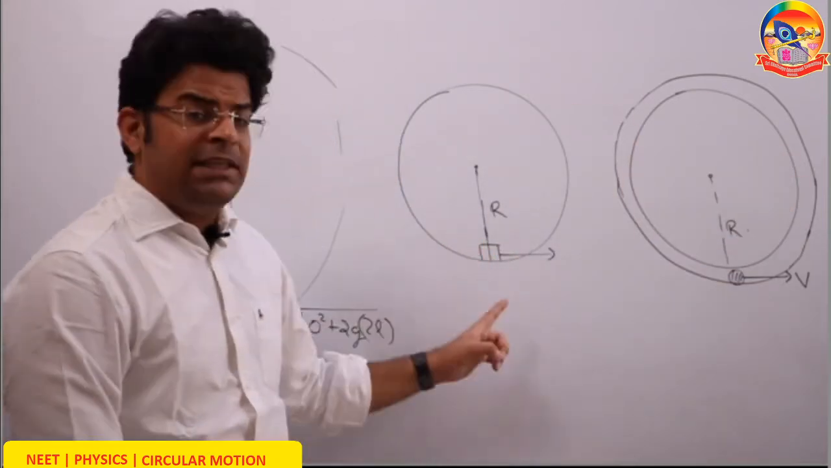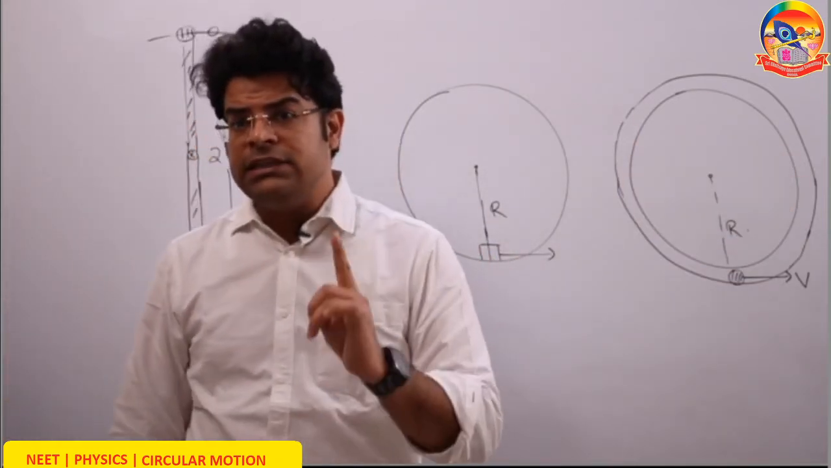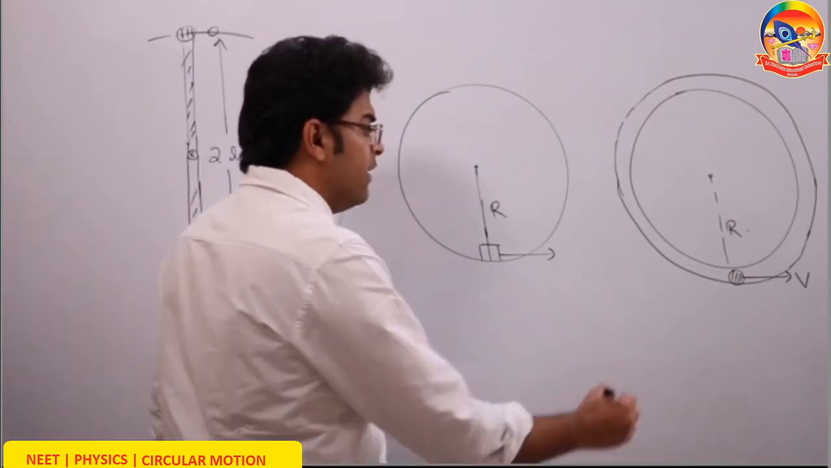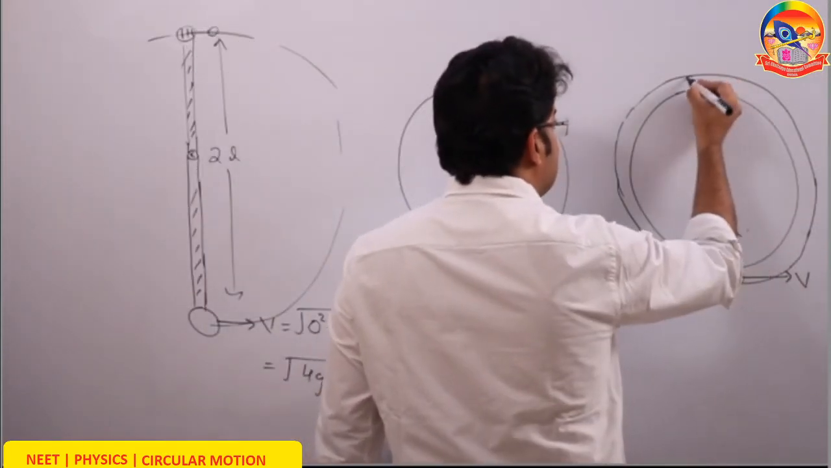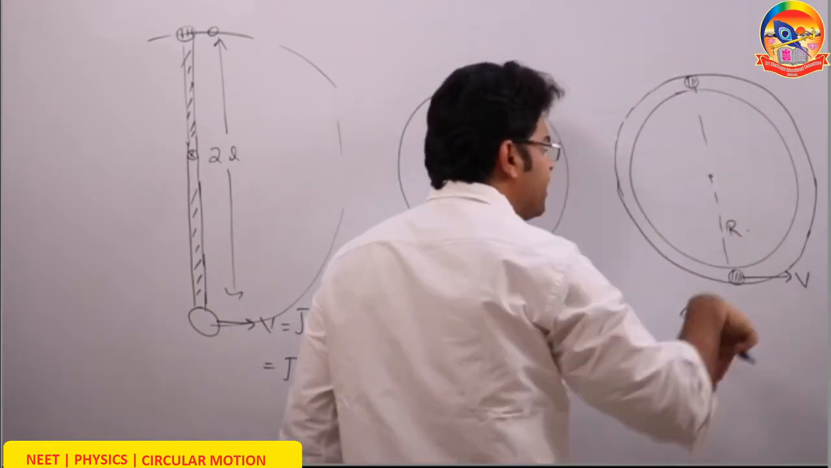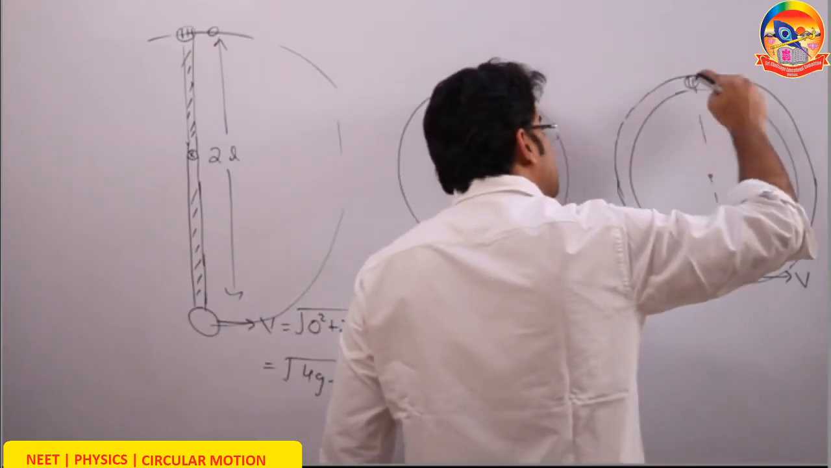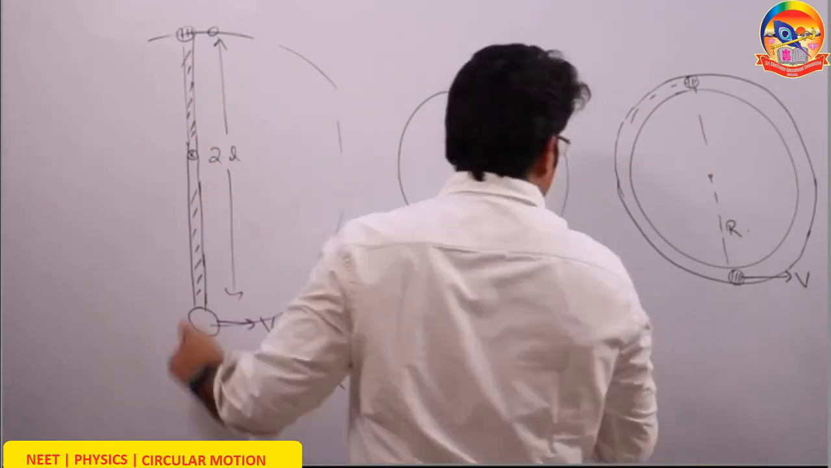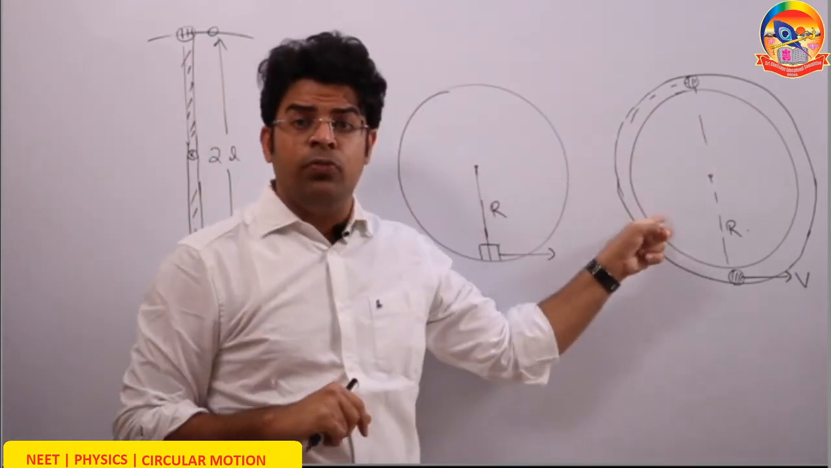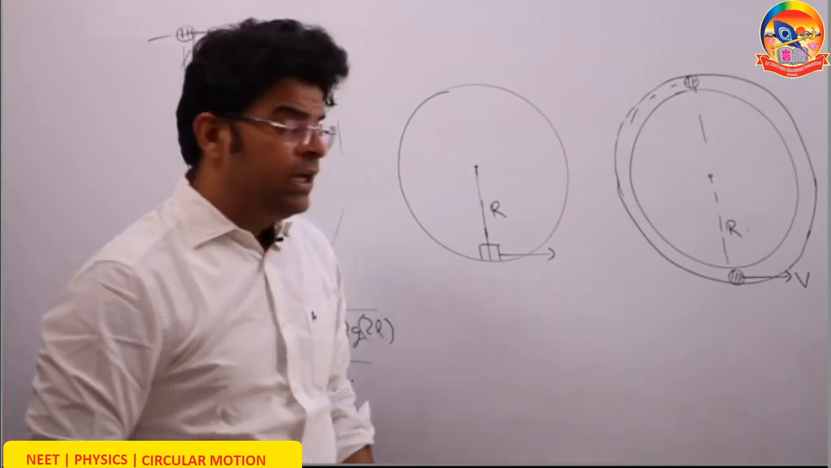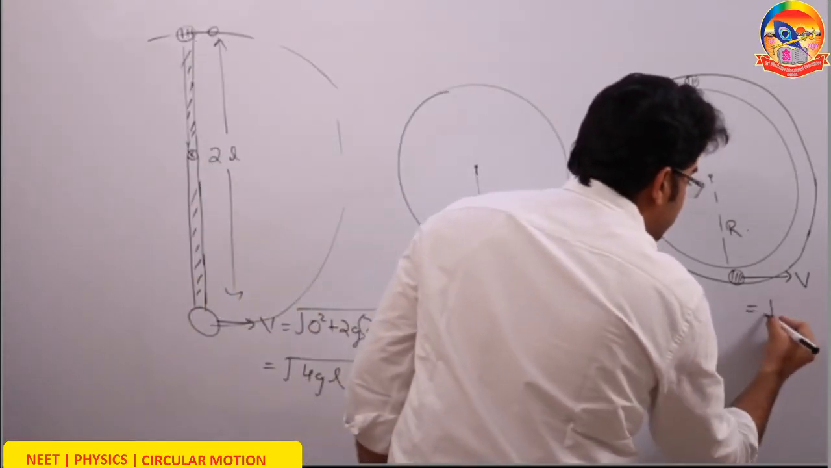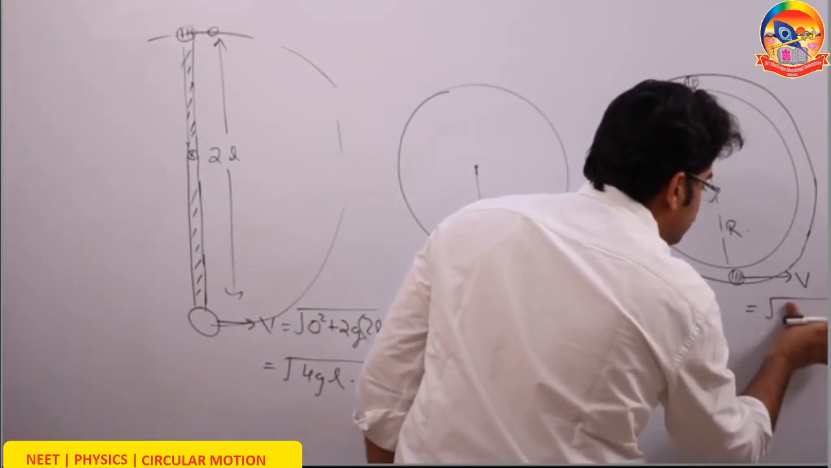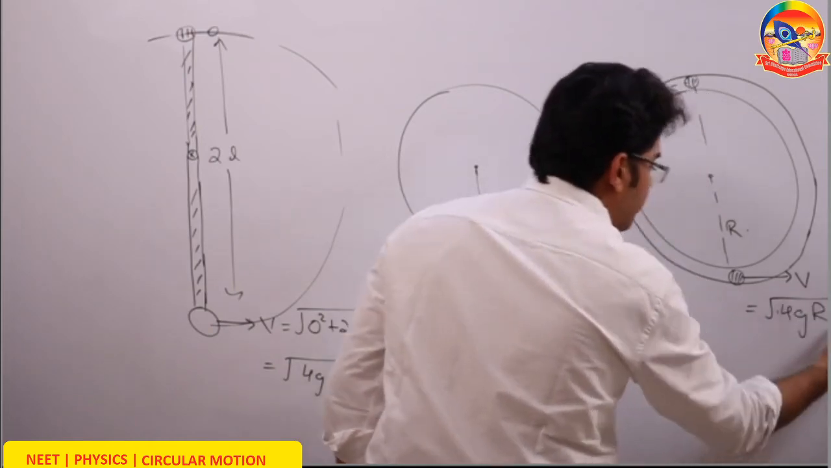One case is the same as that of string and one case is the same as that of rod. Here, if the marble has 0 velocity at the highest point, it won't fall down straight. It can't fall down because there is the inner surface of the tube. So it is constrained to move along the surface just like in the case of a rod. So this case of tube is the same as the case of rod. Here the speed required at the lowest point is under root 4gr. Speed required is root 4gr.